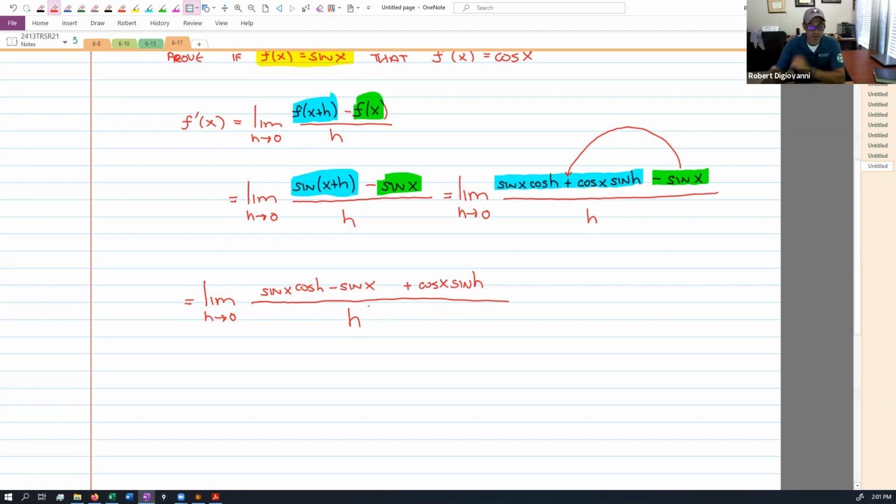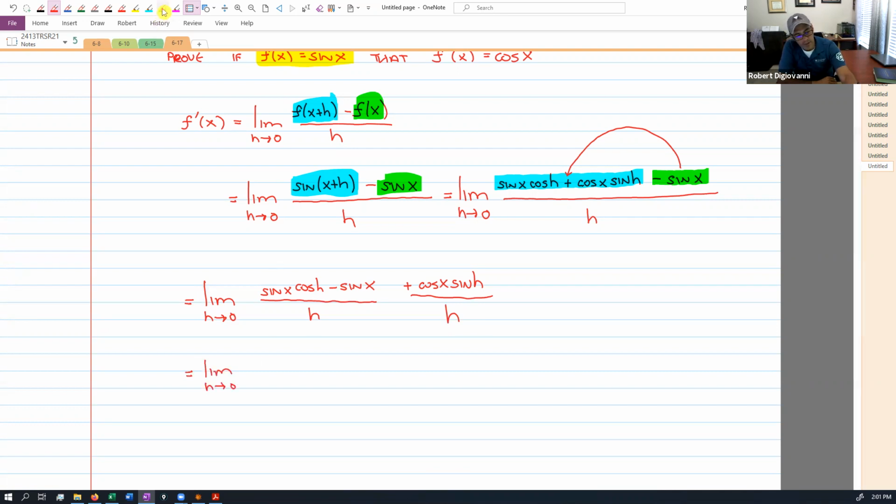Next thing I'm going to do is ask you to remember that if you have a bunch of different terms on top and a single term on the bottom, you can break this into multiple fractions. So I'm going to split this up into this over h and this over h. Instead of everything over h, it's just each one of those over h. And then do one more thing: limit as h goes to 0.